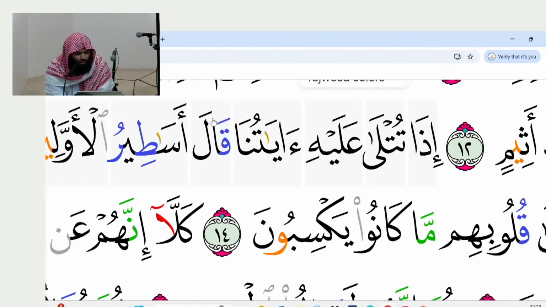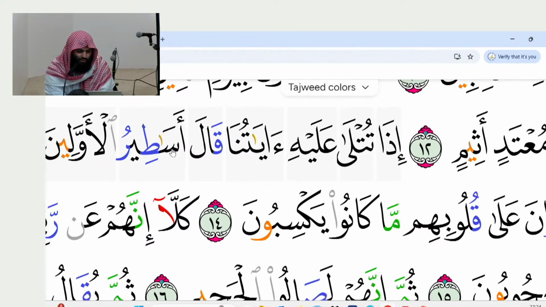Over here the word قال, this alif, is it heavy or light? It's not blue though. It doesn't matter what the color. Forget the colors. Before it is a heavy letter, so it's heavy. You are right, but then you changed your mind. You need to firm it. Asatirul. Is it asa or asa? Is it heavy or light? It's light because the seen is light.